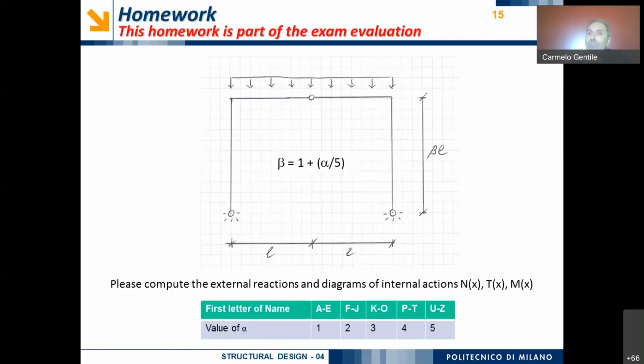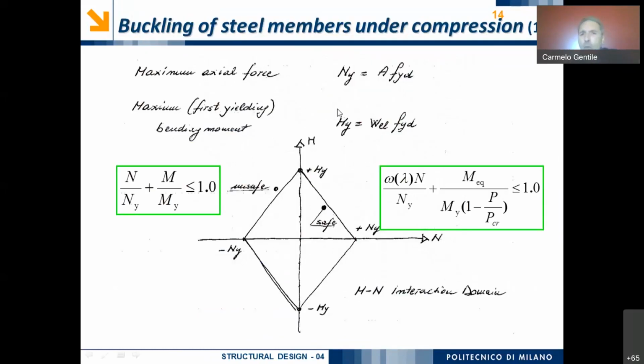Okay, now I would like to finish, but before doing this, I would like to ask you if there are any questions on this aspect. I would like to finish my part of the presentation by assigning you the homework for next time, and this time this homework is part of your evaluation. So, questions on what I have shown about buckling of steel members under compression.